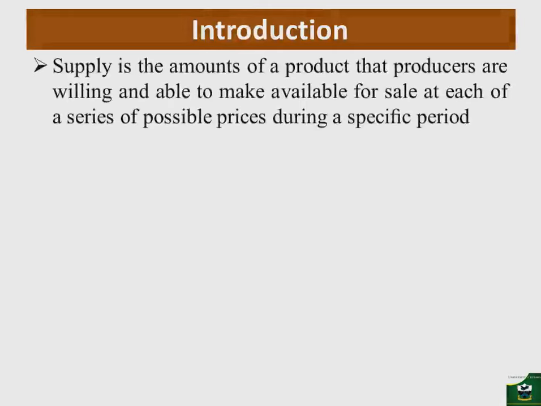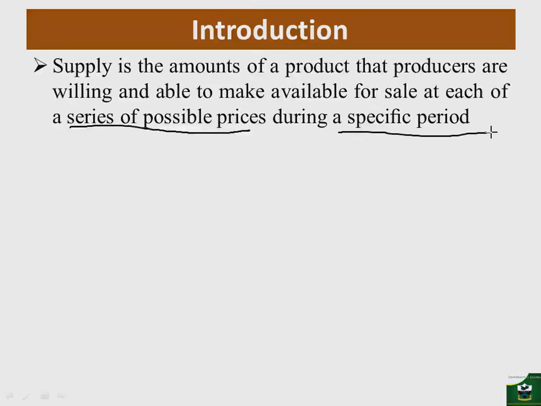Okay, so let's begin by defining supply, which is the amount of a product that producers are willing and able to make available for sale at each of a series of possible prices during a specified period of time. Now, it should be noted here that we are looking at a series of prices as well as a specified period of time, which means that for supply, we are not only looking at a given price level, but several or a series of prices.